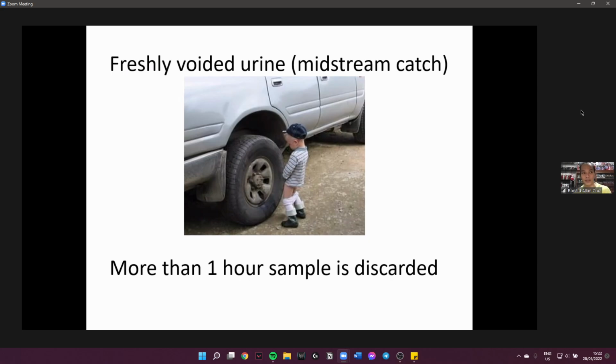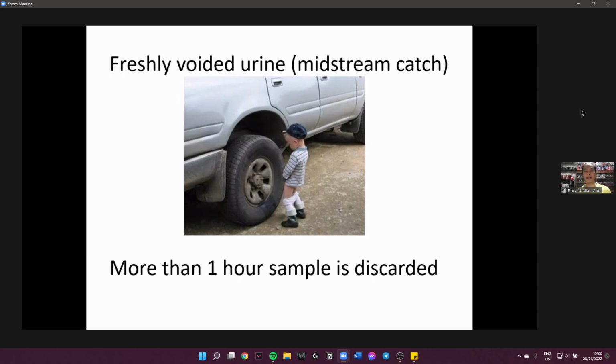For male patients, it's a little bit more convenient compared to females, because some females would have to do a little acrobatics to get a midstream clean catch. And for females, make sure that the stream of your urine will not touch the labia or the skin, because if your urine sample touches these regions, that can also cause contamination.